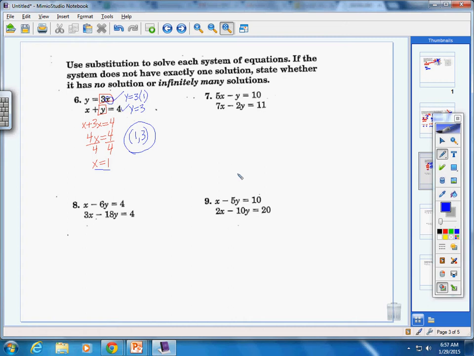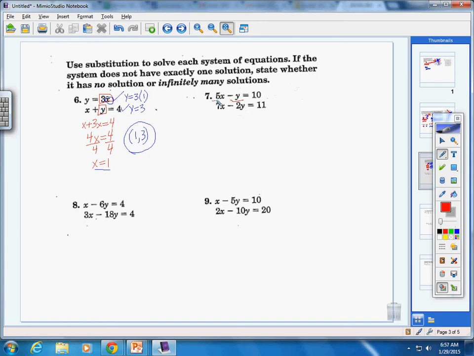Alright, let's move on to a little tougher one. Number 7. Neither of our equations have a variable that's completely isolated, completely by itself. So I'm going to look at this guy right here. This has a negative 1 in front of it. It's going to be the easiest y value to get by itself, or the easiest variable to get by itself, excuse me. So I'm going to work with this equation.